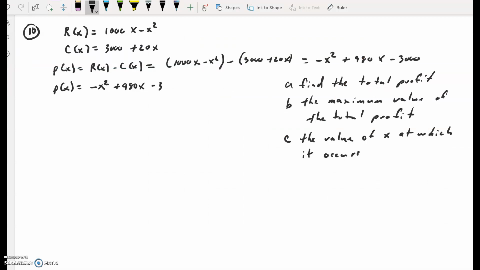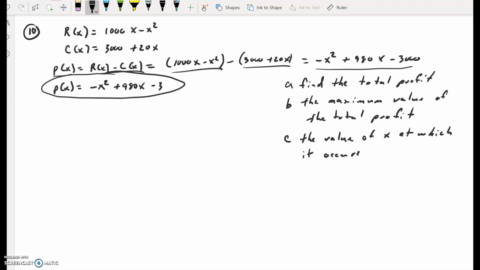So it reminds us that the profit is the revenue minus the cost. It gives us the revenue, it gives us the cost. We subtract and we get this. And so we have the profit function, and that answers the first question.